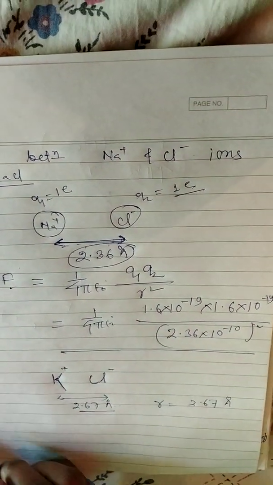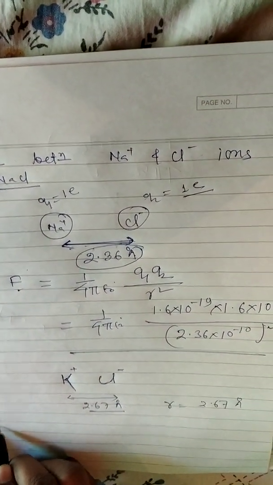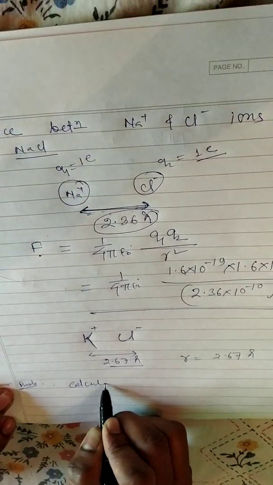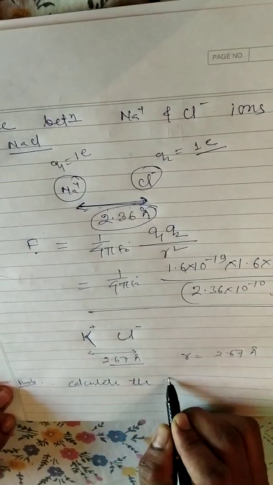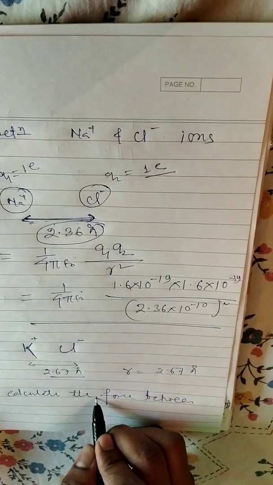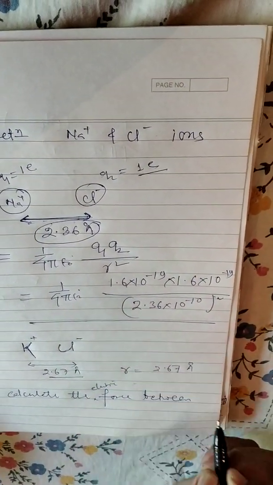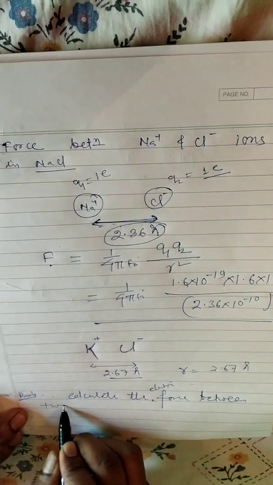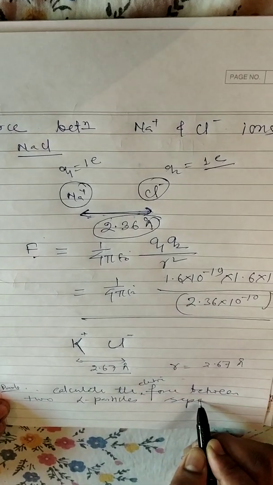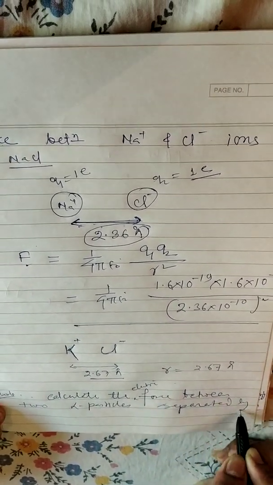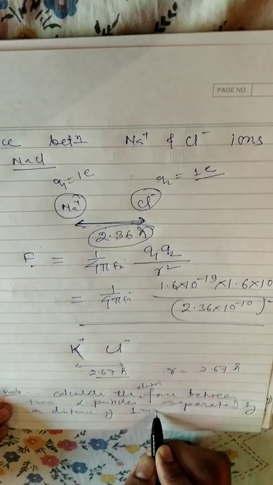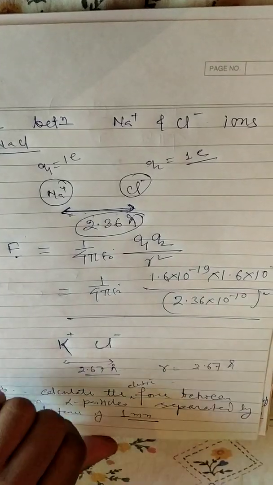Now let me give you one problem. Problem 1, let us solve this. Calculate the electric force or Coulomb force between two alpha particles separated by a distance of 1 millimeter. Dear students, you must take care of the units.